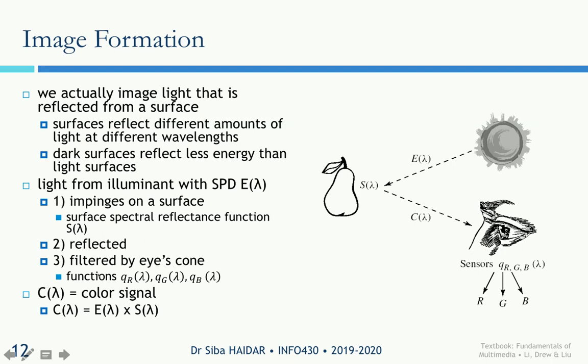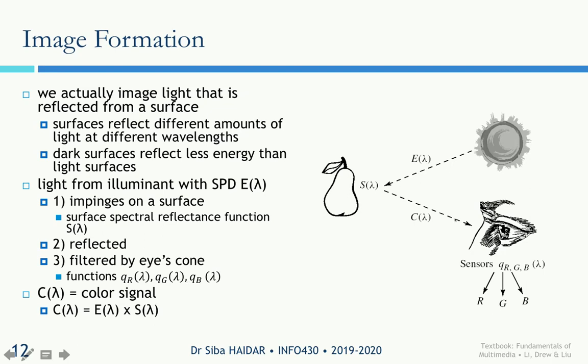And the function for the eye's cones, so every eye has cones. Maybe Daltonian people have cones that do not work. They don't see, for example, the red. So every eye cone has three different functions, which are Q of R of lambda, Q of G of lambda, and Q of B of lambda.